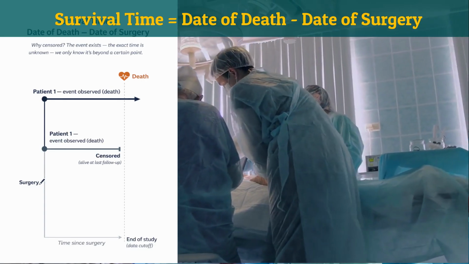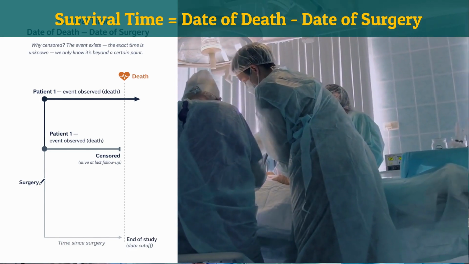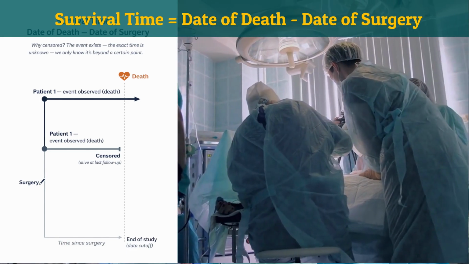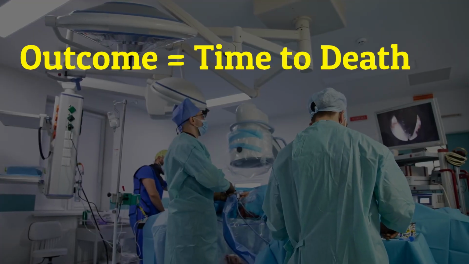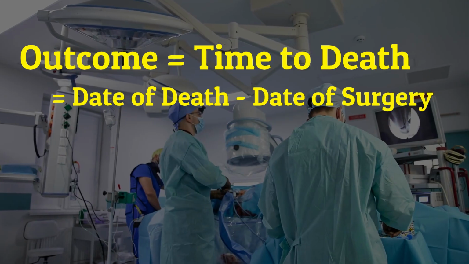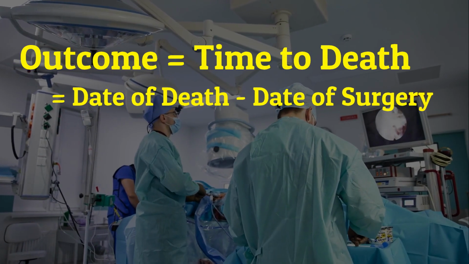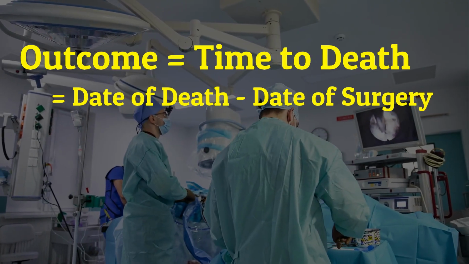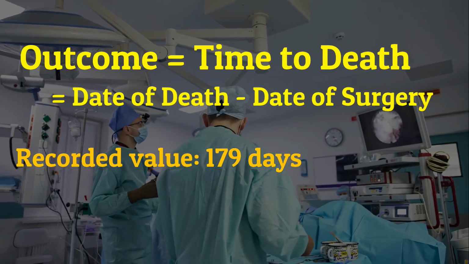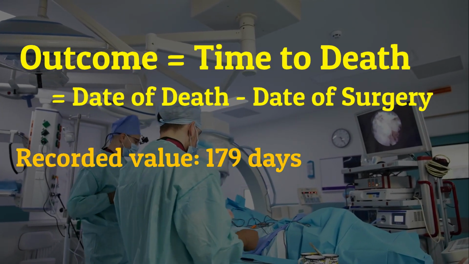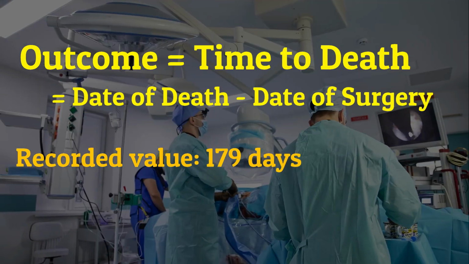I have taught survival analysis to biostatistics and applied epidemiology students for many years, and have published peer-reviewed work in collaboration with cardiothoracic surgeons. In several of these studies, the outcome is survival time, measured as the number of days from surgery to death. At the time of analysis, many patients are still alive, so their survival times are censored. For example, a recorded survival time of 179 days may simply reflect that the patient is still alive, so the true time to death exceeds 179 days.